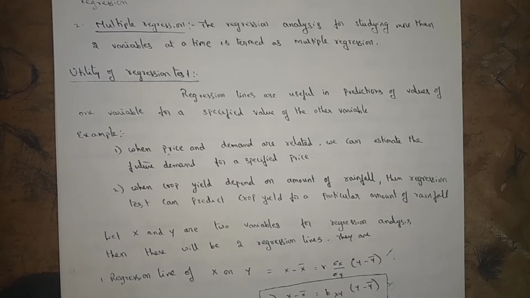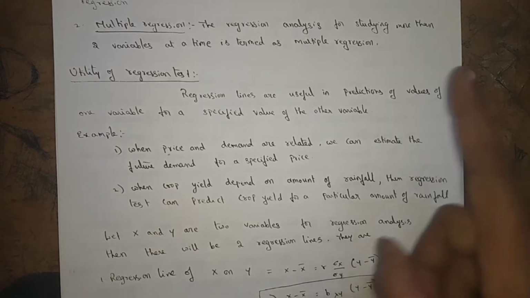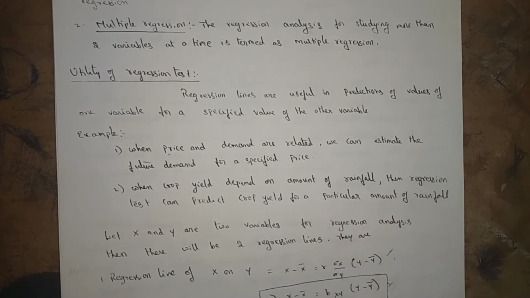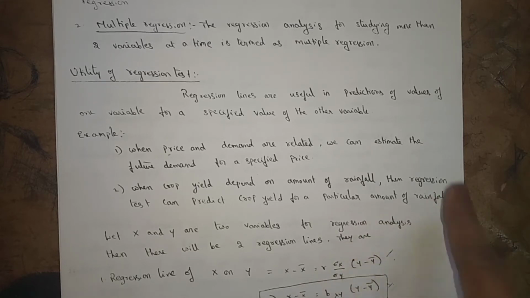Example: when price and demand are related, we can estimate the future demand for a specified price. This is a good example for regression lines. The second example: when crop yield depends on the amount of rainfall, the regression lines can predict crop yield for a particular amount of rainfall.